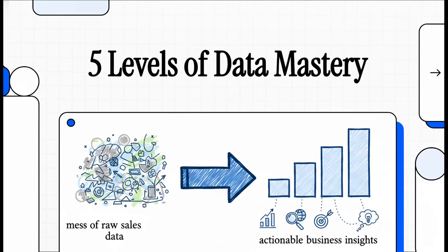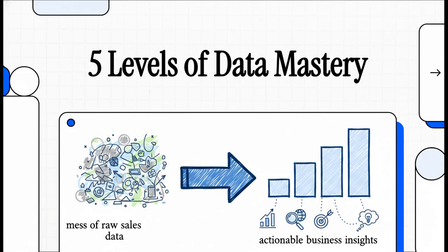Today, we're taking an overwhelming mess of raw sales data and transforming it into actionable business insights. We're going to do this through 5 distinct levels of mastery. Whether you're staring down your very first spreadsheet or you just want to sharpen your analytical edge, this journey is all about turning pure numbers into a compelling narrative. We're going to take a massive, unorganized data set and systematically conquer it right there on your grid.